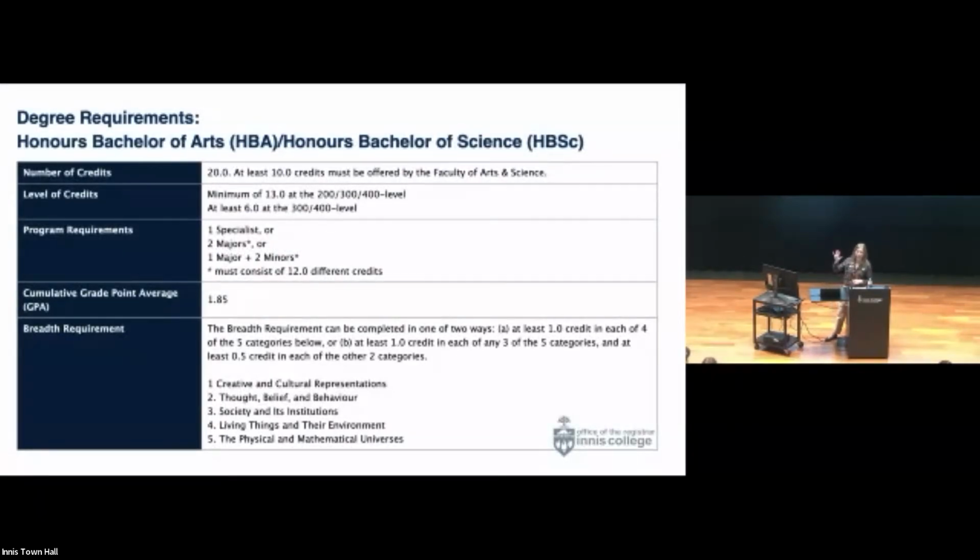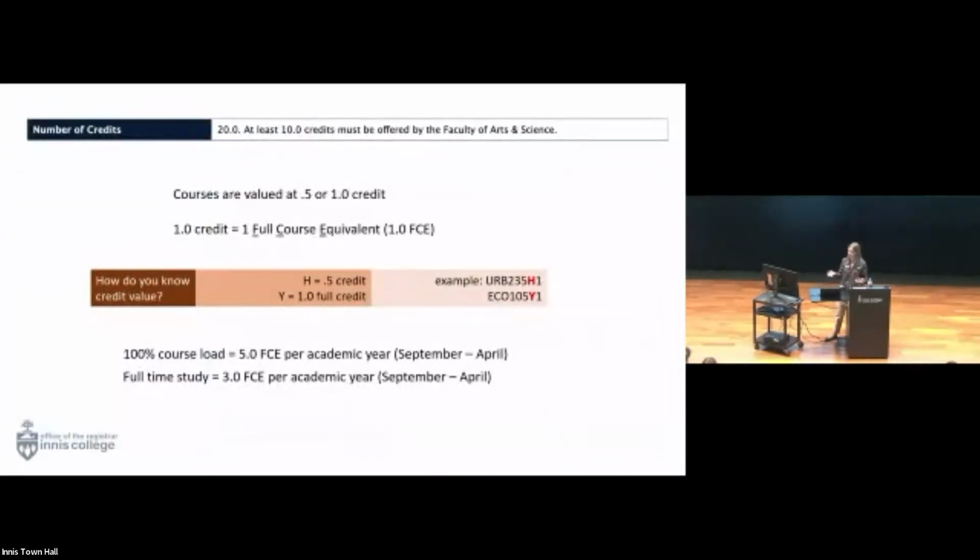There are 5 steps that you need to complete to earn your degree from U of T in the Faculty of Arts and Science. And we'll go through each of these steps one at a time so that you can understand how you can incorporate that into your course selection. So the number of credits, which is the first item on the list: you need to earn 20 credits to complete your degree. Courses here are valued at 1 full credit or a half credit, and you take a combination of full and half credit courses to make 20.